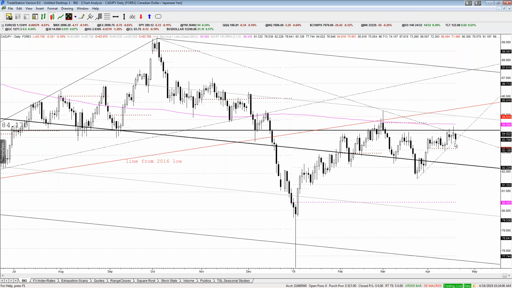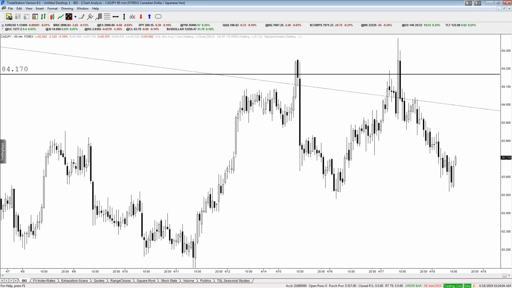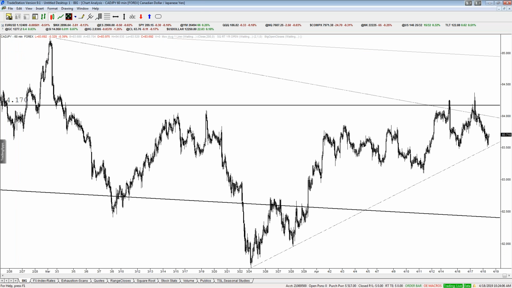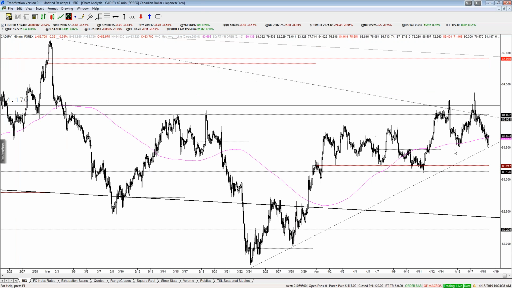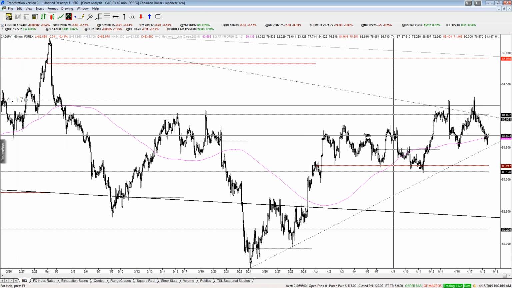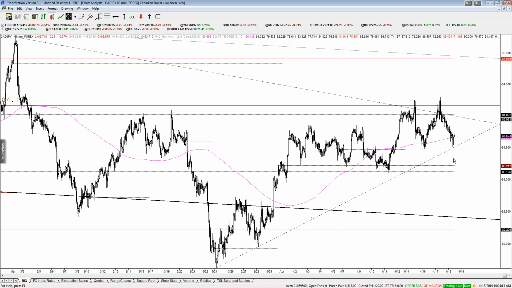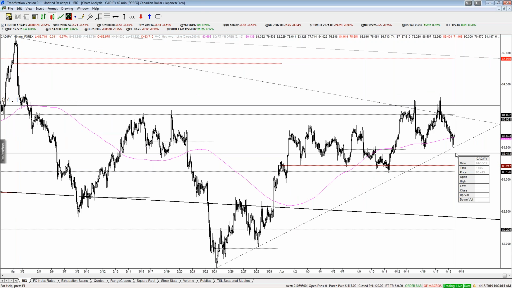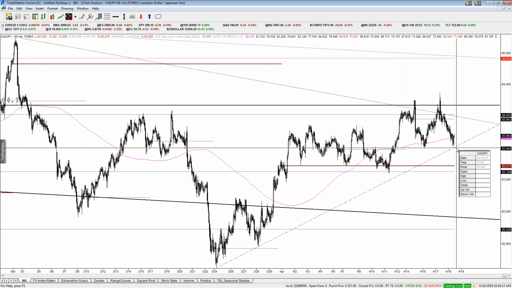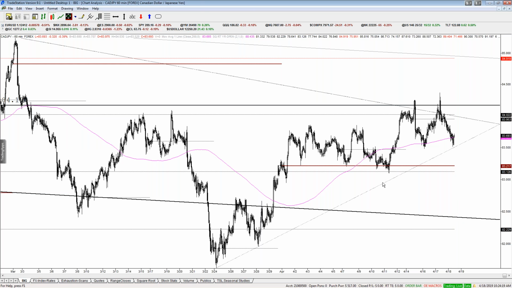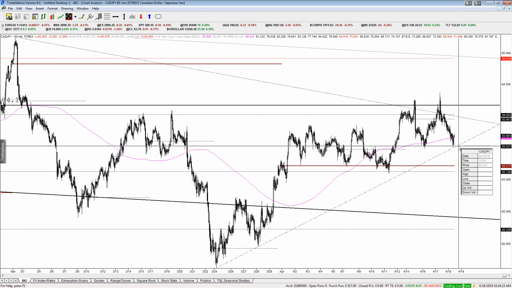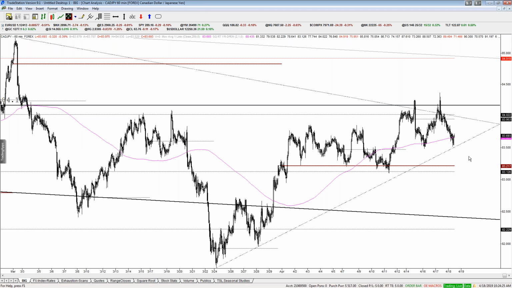So if we zoom into this on an hourly chart, we are right into a support here. So you do have some levels to work with on CAD yen. Simply watch for a break below the trend line. That would be bearish, and you could look to establish shorts at that point.